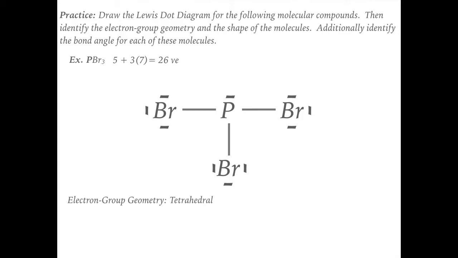But notice I've got 3 bonding and 1 lone. So the shape of this molecule is not going to be tetrahedral. What you actually are going to see is trigonal pyramidal. And then the last thing is the angle. So if you look back at that table, for a tetrahedral, the bond angles are going to be about 109. Okay, so that's all there is to it.